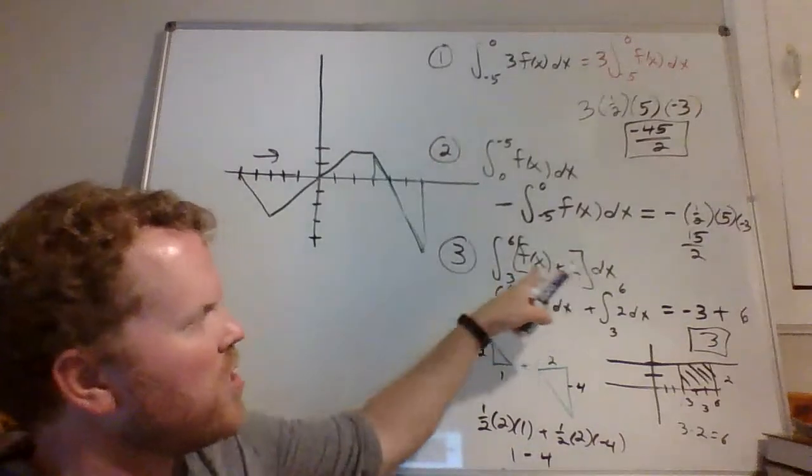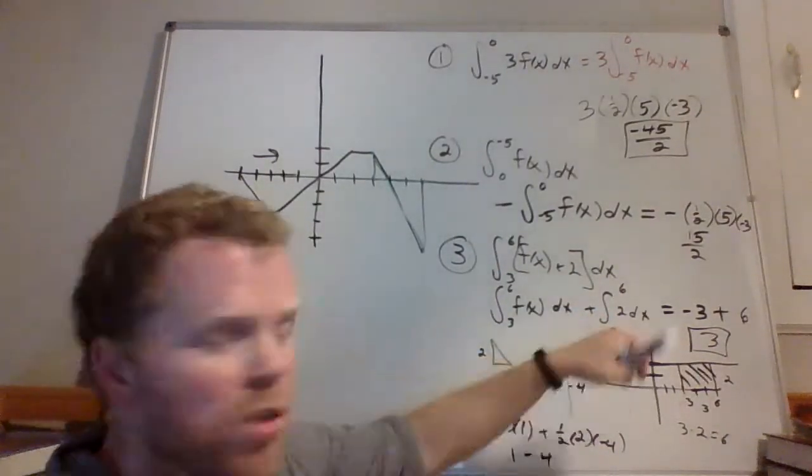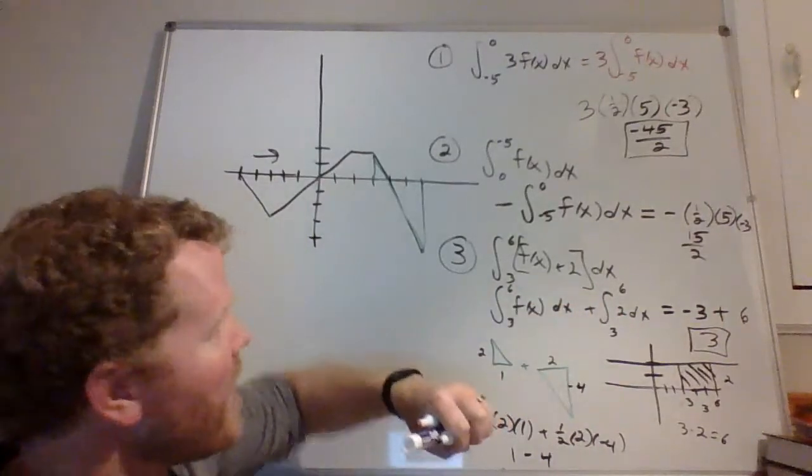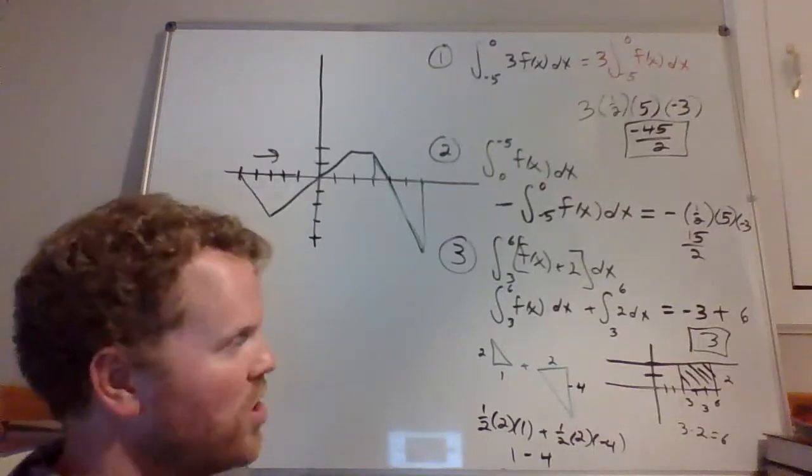I don't know how to do this all together yet. We'll eventually learn. But if we split it up, 2 is just a horizontal line. And a horizontal line makes shapes we know. It makes a rectangle, so you can do it, and it's just fine.